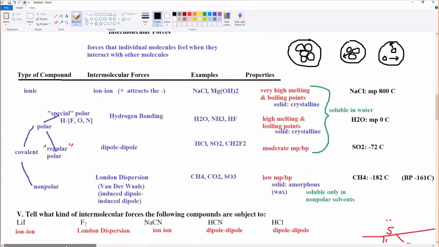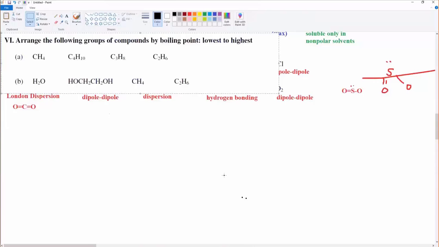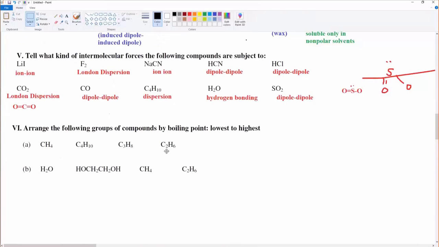Okay, so here we go. You need to know this chart and you do need to understand the general properties of it. In fact, that's the next thing in your covalent properties worksheet: to arrange groups of compounds by boiling point. So let's look at this briefly because we still have a little bit more to go today. Arrange the groups of compounds by boiling point from lowest to highest. Now there's something else I haven't told you here, but maybe you guys can guess.